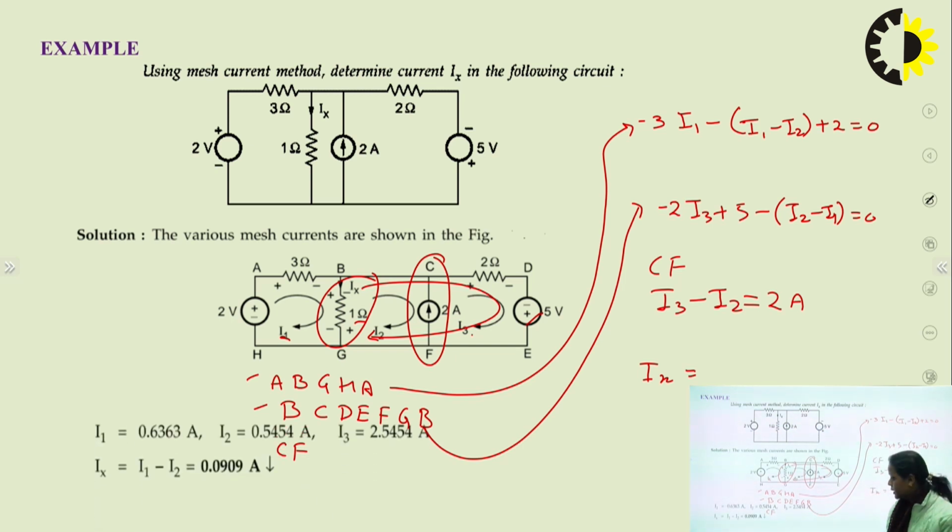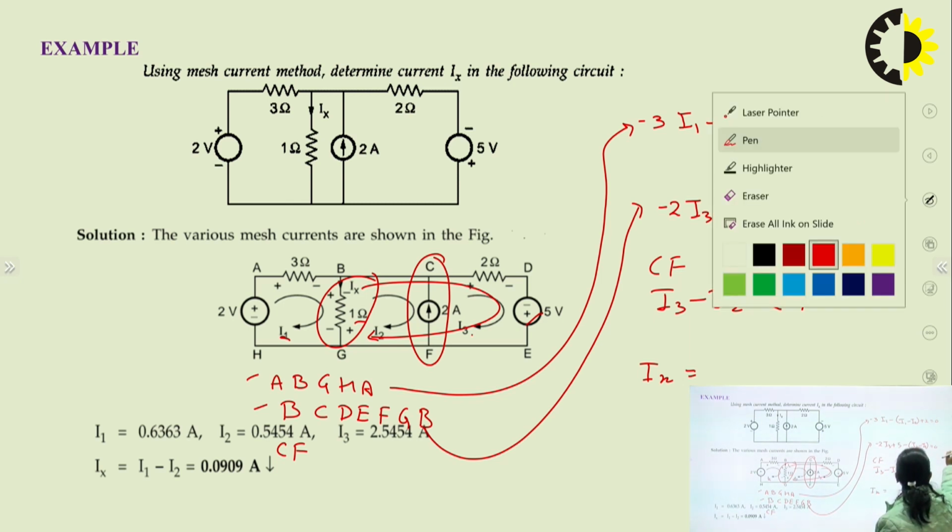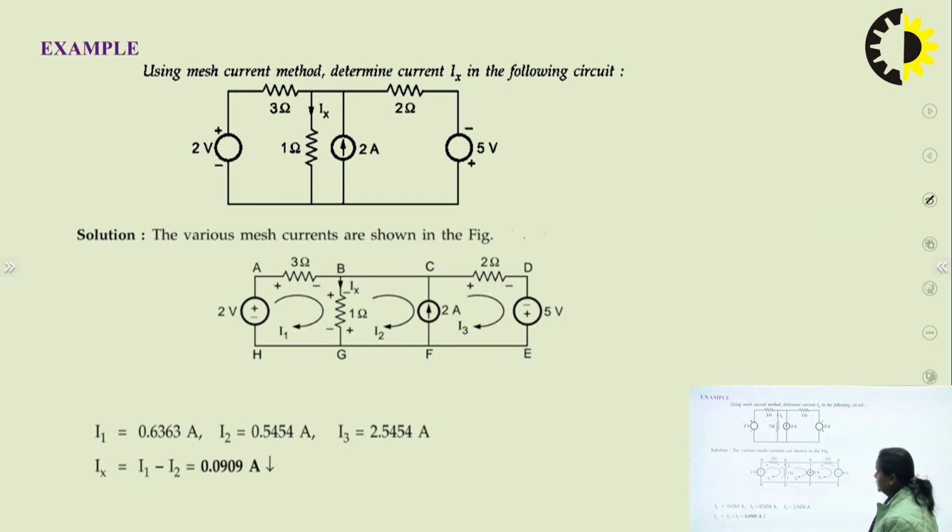So here we can see, after solving all the equations, we get I1 is equal to 0.6363, I2 is equal to 0.5454, and I3 is equal to 2.5454. So Ix will be I1 minus I2, which comes to 0.0909 ampere.